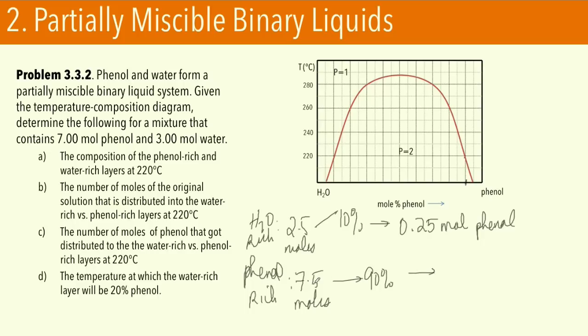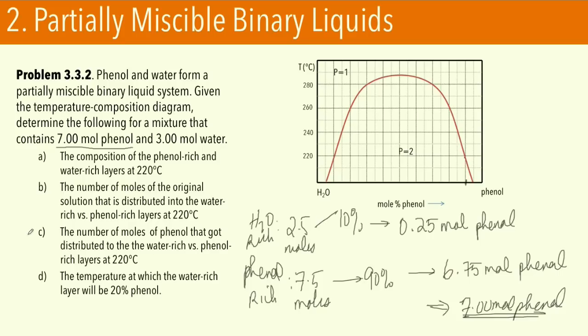Okay, so 90% of 7.5 moles is 6.75 moles of phenol. So we have 6.75 moles of phenol in the phenol-rich layer and 0.25 moles of phenol in the water-rich layer. Just to check the law of conservation of mass, if you add these two together, you get a total of 7 moles of phenol for the entire system. So this is consistent with the given. Overall, that answer is C.